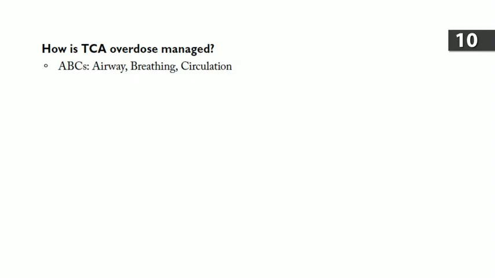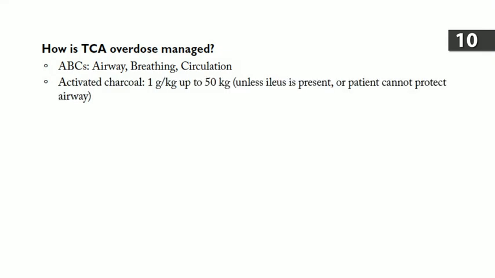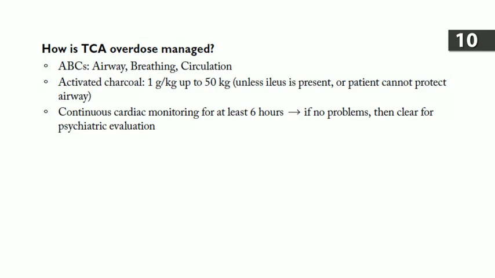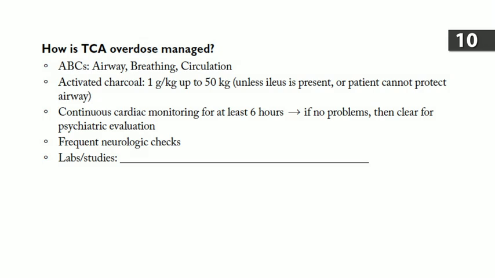The first thing you think about are the ABCs. You can give activated charcoal. These patients need cardiac monitoring for at least 6 hours. They need frequent neurochecks. For labs, you definitely want to check a drug level, as well as checking basic chemistries to look for possible electrolyte abnormalities that might induce arrhythmias. And you're going to do an EKG to look for any arrhythmias. But the next 3 things are the main interventions worth knowing.